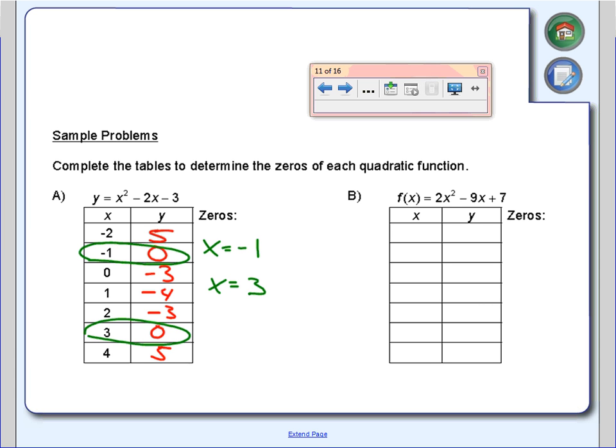All right, we're looking in the table. Anybody find one of the zeros? 1, 0. All right, so out to the side, 1 is one of our x-intercepts, or zeros. We're looking for the other one. Can you find it in the table? Probably not. Where else can we find it besides looking in the table?